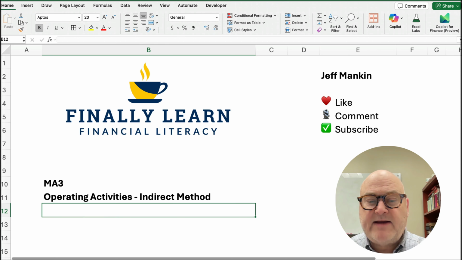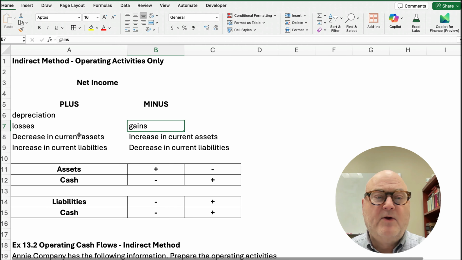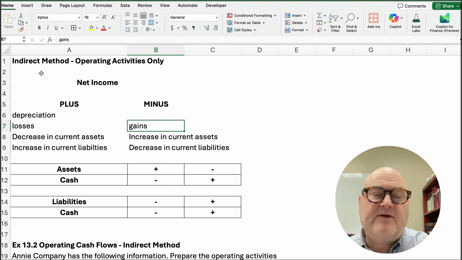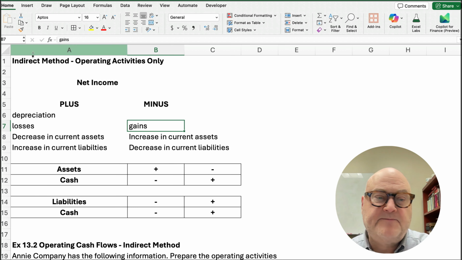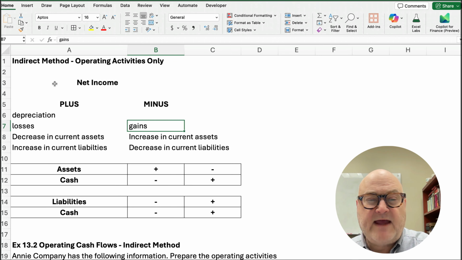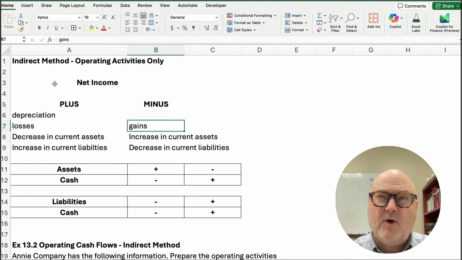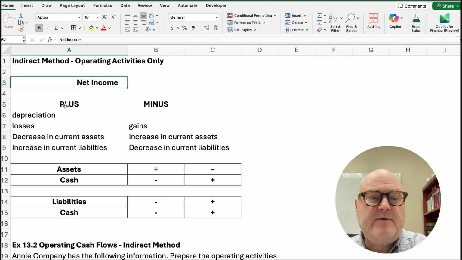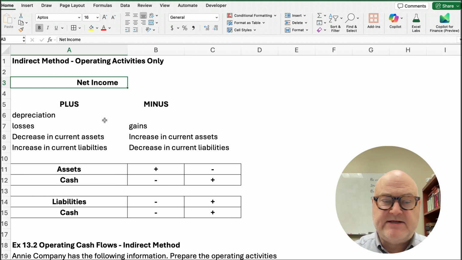So let's get started. I need to do a little teaching before we work on a problem. So the indirect method is only for operating activities. So here's what we basically have: net income plus or minus some adjustments. And so you say, well, what are those? So here you can take a screenshot. You can see I'm going to do net income plus, we're always going to add depreciation. Depreciation is a subtraction on the income statement.